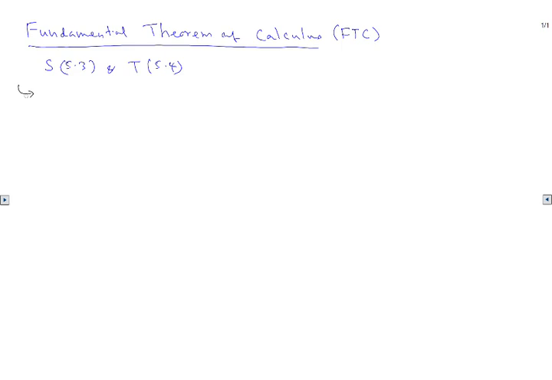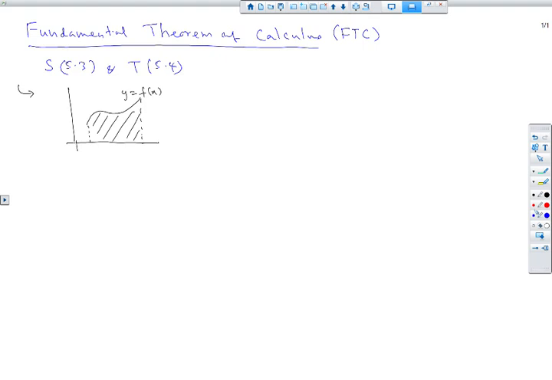The idea is coming from this one. Let's say you have a graph, something like that, and this graph has an area. What we're trying to do is find a rectangle which has the exact same area. So maybe something like this.